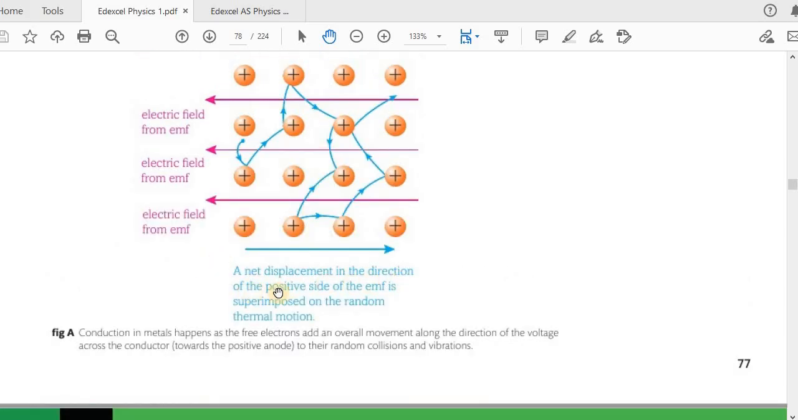A net displacement in the direction of the positive side of the EMF is superimposed on the random thermal motion. Conduction in metals happens as the free electrons add an overall movement along the direction of the voltage across the conductor towards the positive anode, to the random collisions and vibrations. Okay, so I think this sentence is clear now. The positive terminal is the anode because it attracts the negative charges.